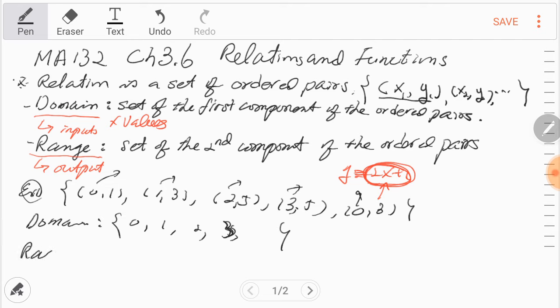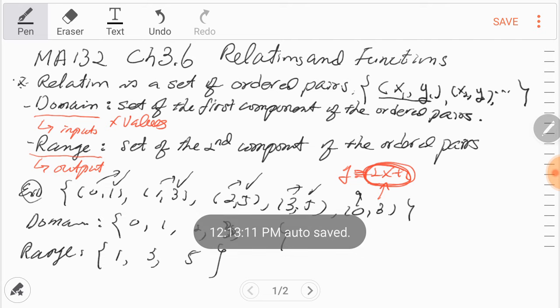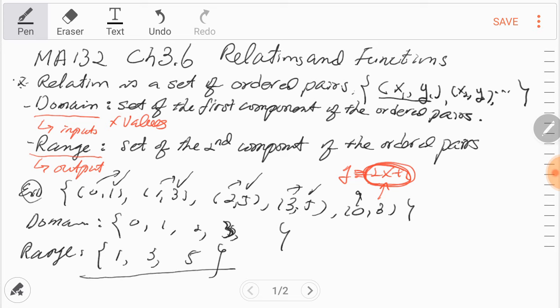How about the range? The range is the set of all the y values. So here is 1, 3, 5, and here's another 5. So we just write 5 once. So 1, 3, 5 are the elements of the range. So the set {1, 3, 5} is the range, and the set {0, 1, 2, 3} is the domain.